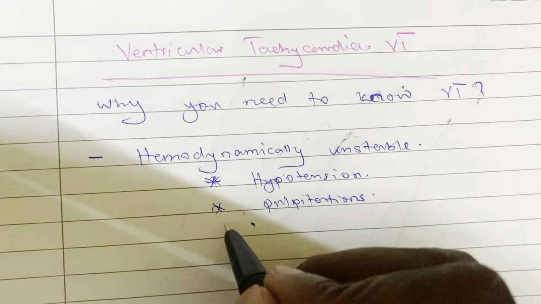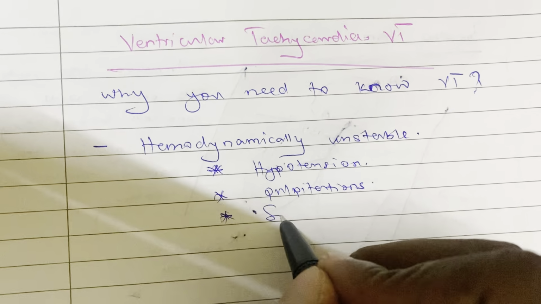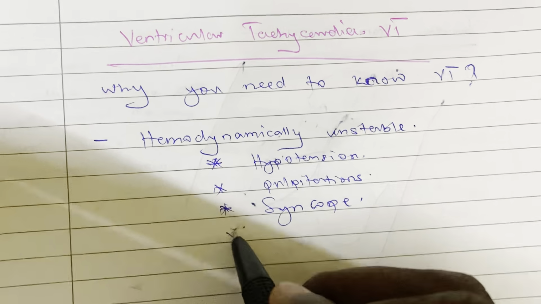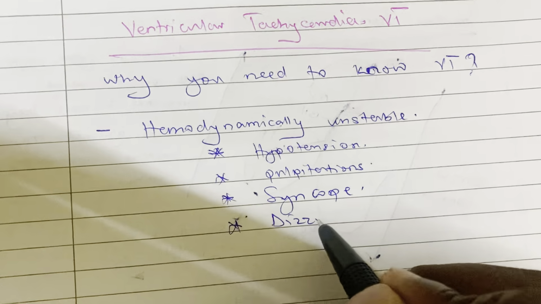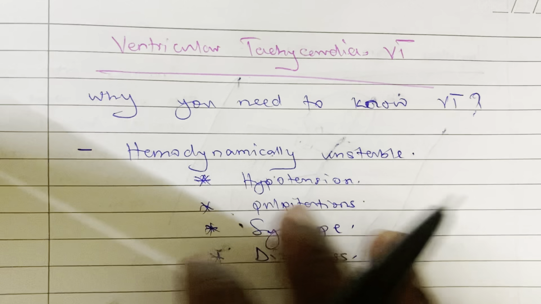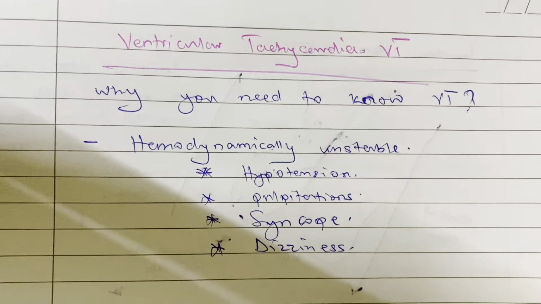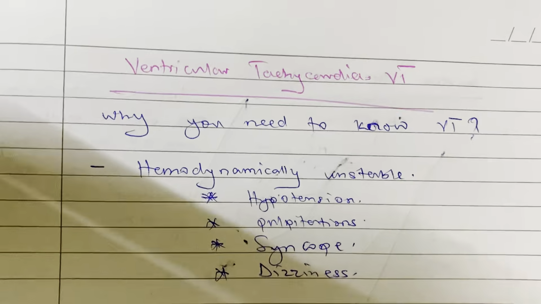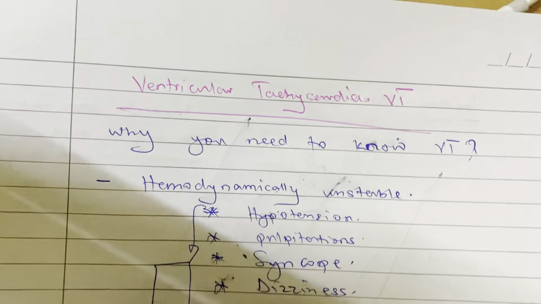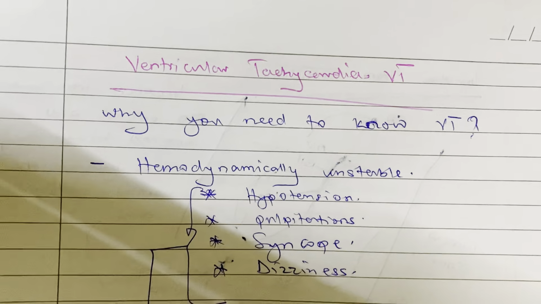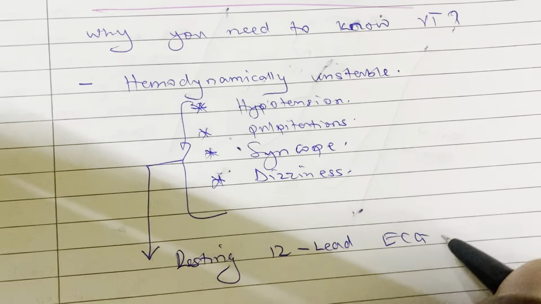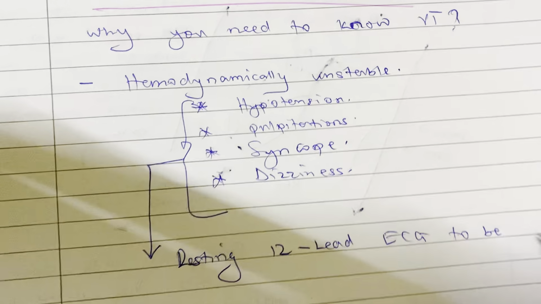So a patient with palpitations, syncope, dizziness, all these things the patient will come with. These are signs of hemodynamic instability. So if it comes like this, a 12 lead ECG has to be done. For a patient coming with these, a resting 12 lead ECG must be done.